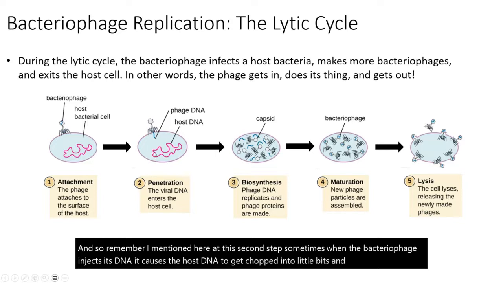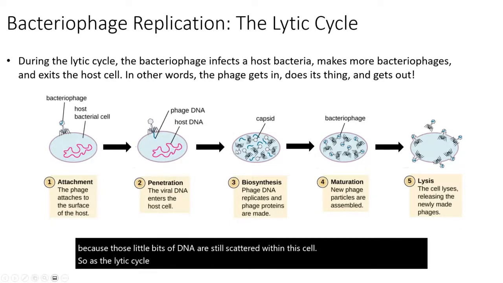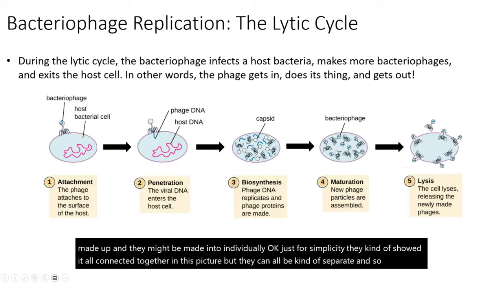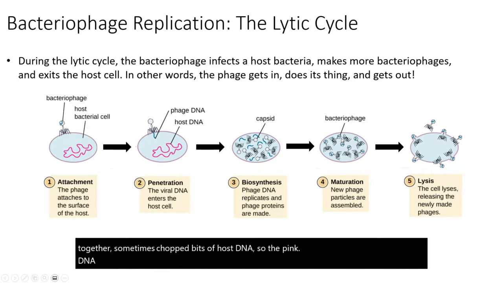And that's important because those little bits of DNA are still scattered within this cell. So as the lytic cycle continues and more of the capsid and the sheath and the tail fibers are all made, and they might be made individually, okay, just for simplicity, they kind of showed it all connected together in this picture, but they can all be kind of separate. And so what happens is when maturation occurs and all the parts spontaneously assemble and come together, sometimes chopped bits of host DNA, so the pink DNA, will accidentally get packaged.